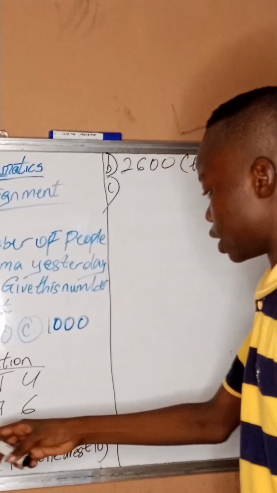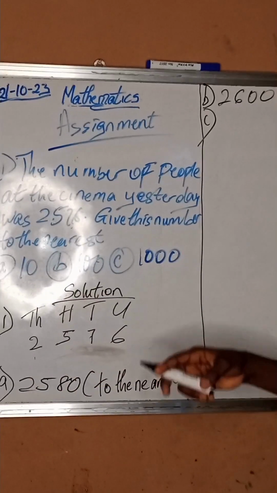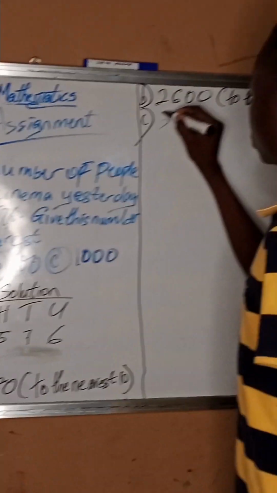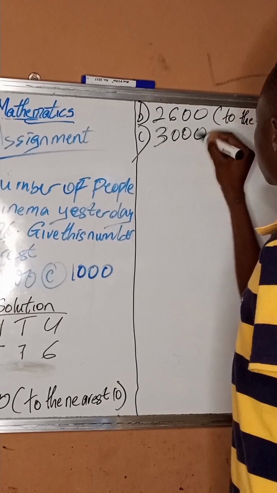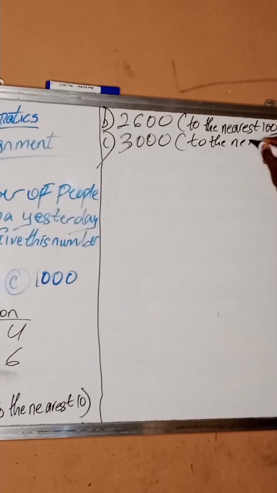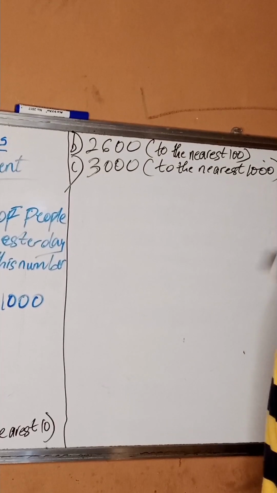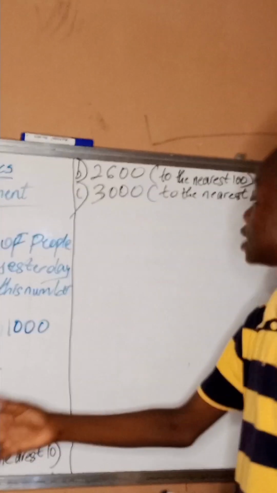Now C, to the nearest 1,000. So 1,000 stops here. The decider is 5. Is 5 greater than 5 or less than 5? 5 is 5. So we add 1 to 2. That will be 3,000. That is to the nearest 1,000. So these are the answers to the question.